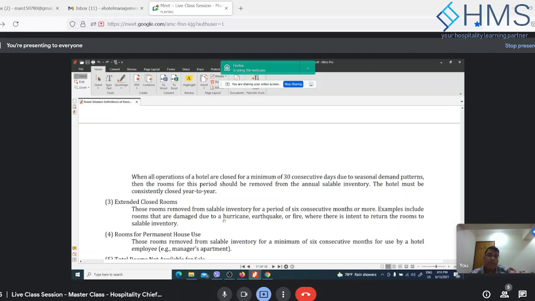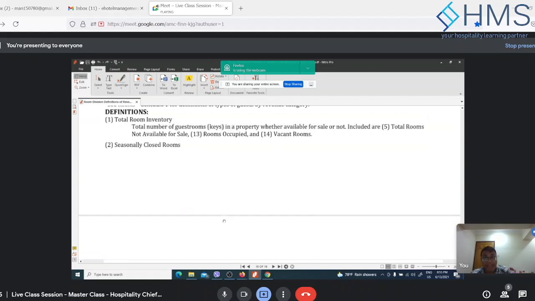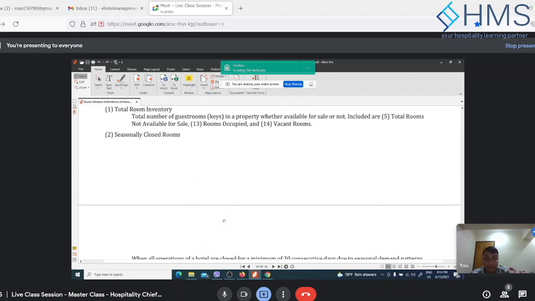If you are just closing the room because of this year's heavy raining and usually you don't close it, then it will not be part of your seasonally closed rooms. It means it will still be a part of your available rooms.